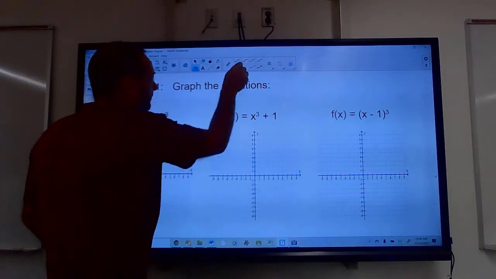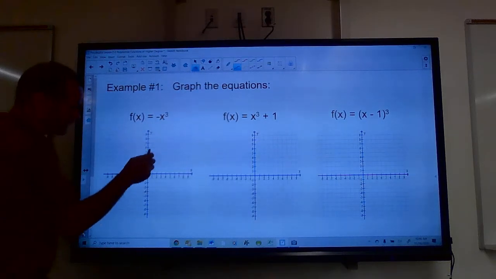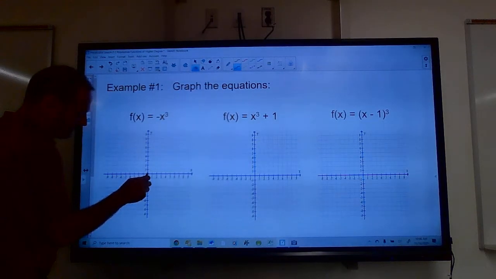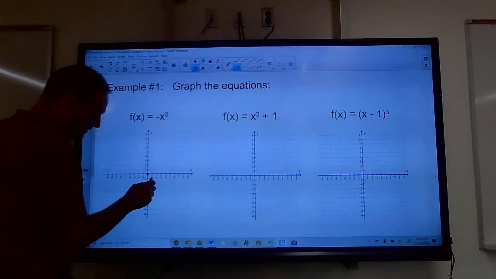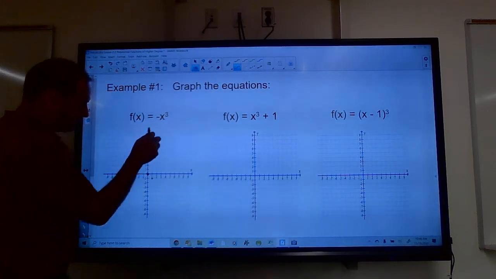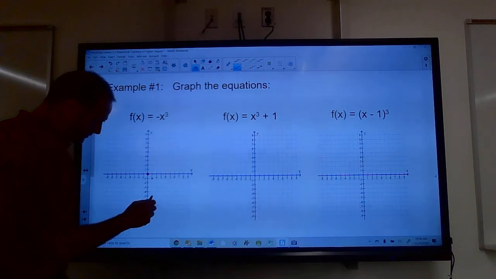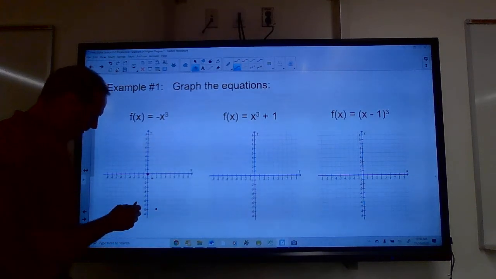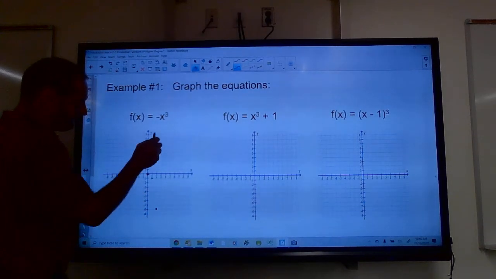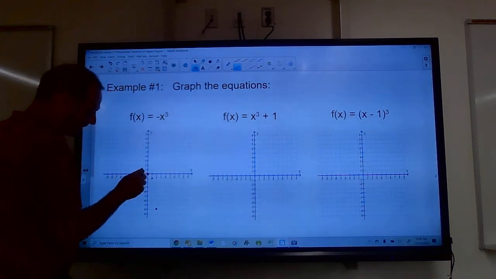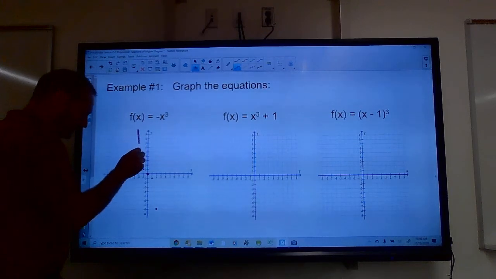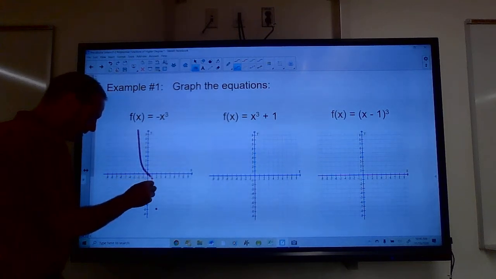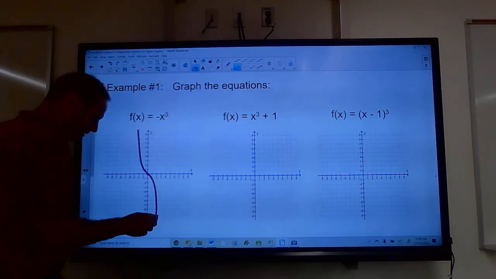Okay, so I can just plot a few points. If I cube 0, I get 0. If I cube 1, I get 1, but it's negative 1. If I cube 2, it's going to be 8, but that's going to be negative 8 here. If I cube negative 1, that's going to be negative 1, but then it becomes negative again, so it's positive. And again, here, and so this equation looks like that.